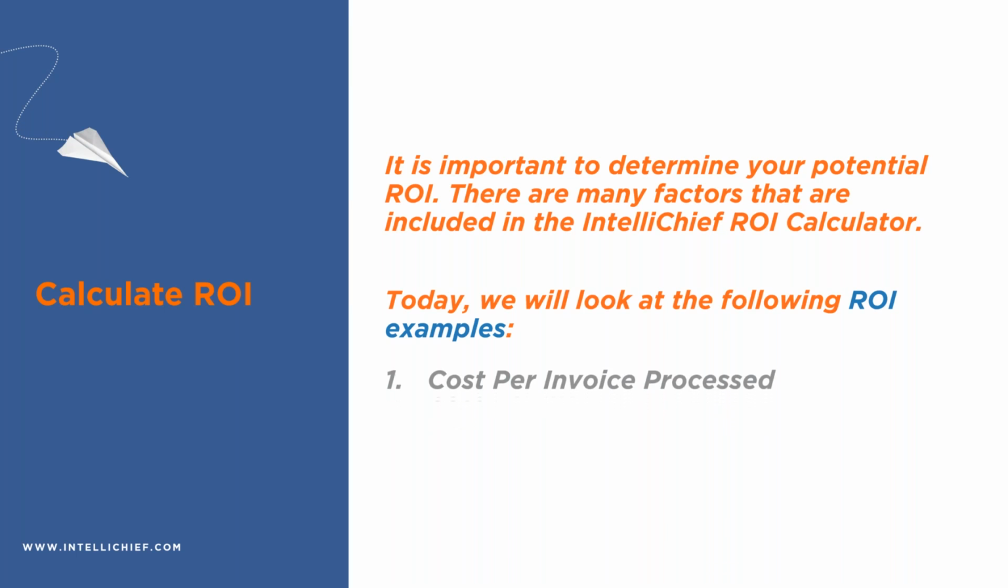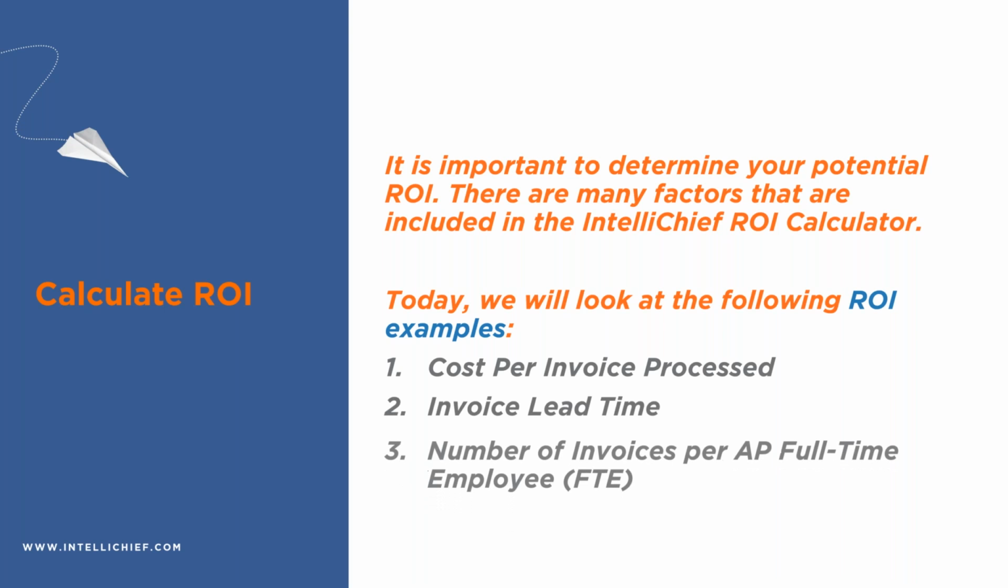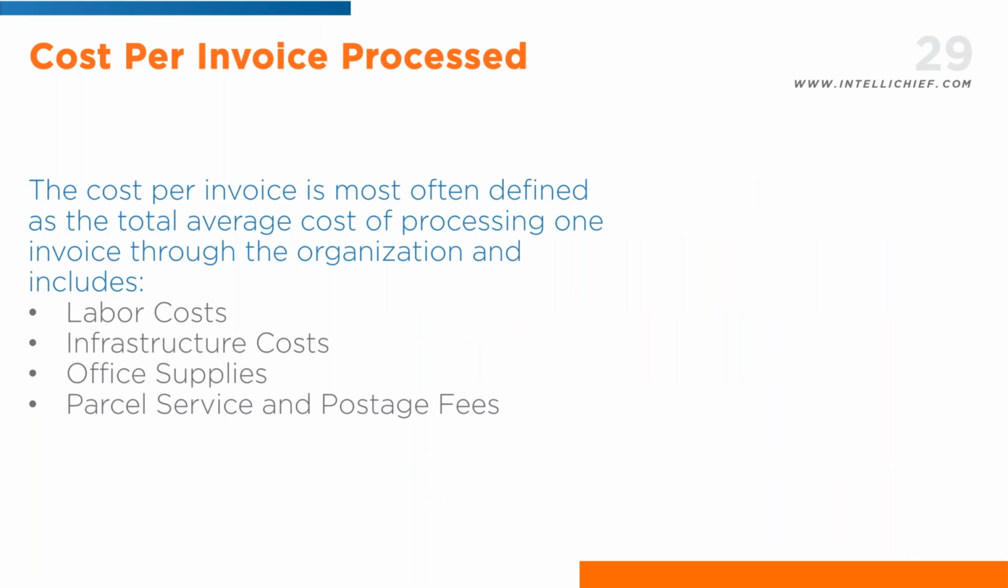So we'll look at a couple of examples. Cost per invoice. These are just, again, examples, right? Cost per invoice process, lead time, number of invoices per FTE. And these are some of the things people have used to develop and determine what their justification and or ROI is. So cost per invoice is typically the total average cost of processing a single invoice throughout the organization, right? So anything cost-wise that is required to make that happen.